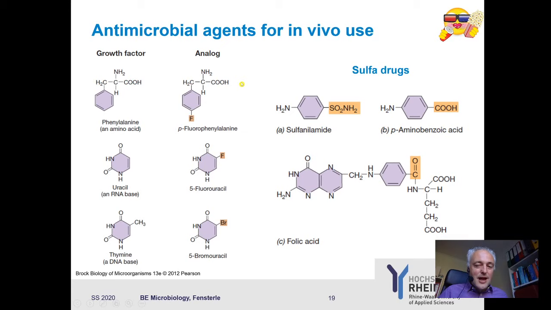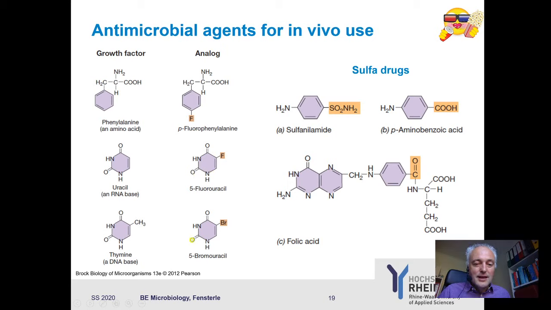Now, how do these drugs look? Of course, this is something you do not need to learn by heart. So we have growth factor analogs. They usually look similar to what the bacteria use. So you have phenylalanine, and the analog is this drug, and therefore you disturb protein biosynthesis in this case. Here, with uracil, of course not mutations, you inhibit translation, and fluorouracil looks similar to it, and thymine and bromouracil.